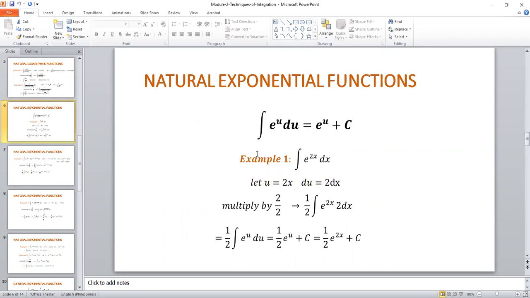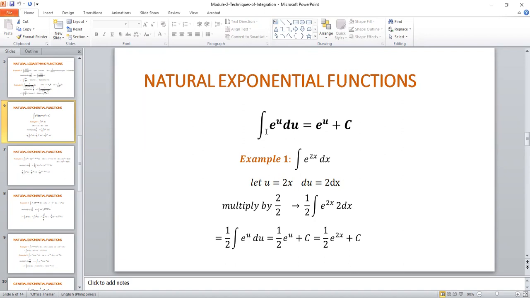The first, we have the trigonometric. The second is the natural log. And this is the third, the natural exponential function. How will you interpret this one? You have an exponential function with an argument equal to u. It should be multiplied to the derivative of this u. And the answer is the original function, e raised to u.